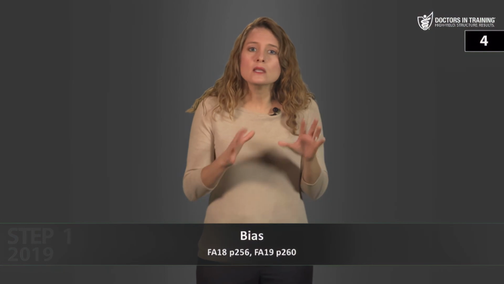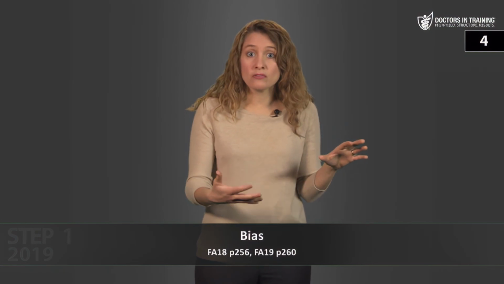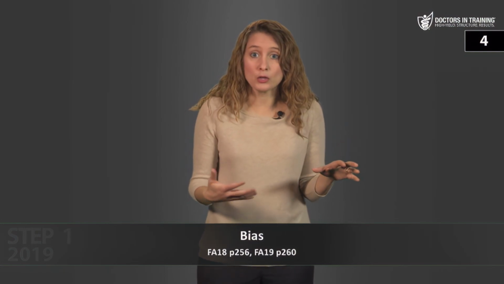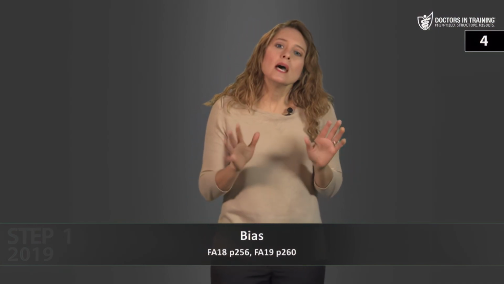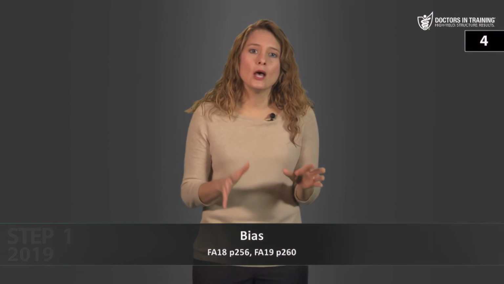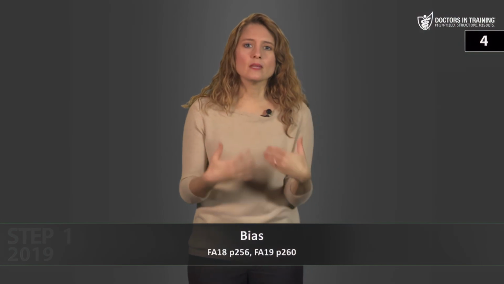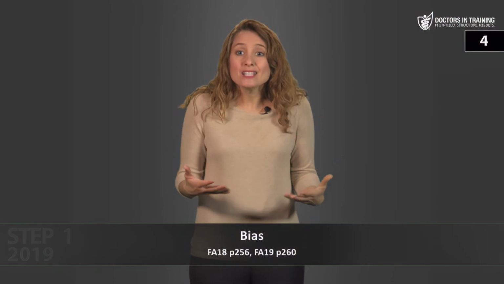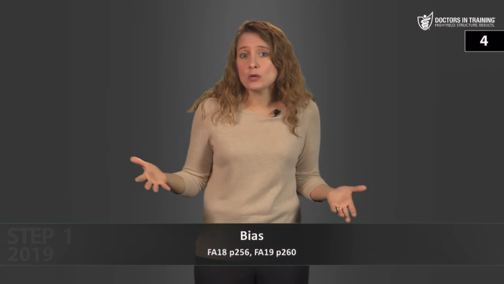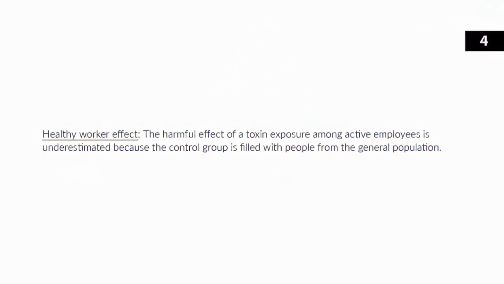For instance, the people in the example may have self-referred because they were having symptoms that they thought could be due to liver disease. Another type of selection bias is the healthy worker effect. This occurs because the population of people who are actively working has lower disease and death rates than the general population. Your study guide says the harmful effect of a toxin exposure among active employees is underestimated because the control group is filled with people from the general population.